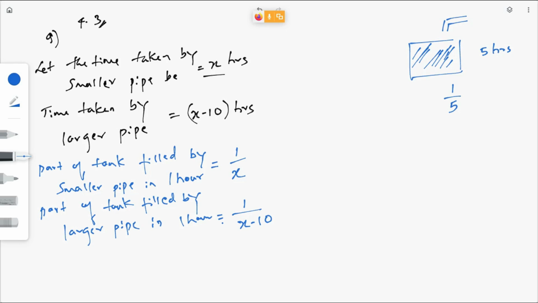If it is x minus 10, 1 by x minus 10. If it is 5 hours, 1 by 5 hours. If it is 10 hours, 1 by 10 hours. Part of the tank filled in 1 hour only. These two steps are important.